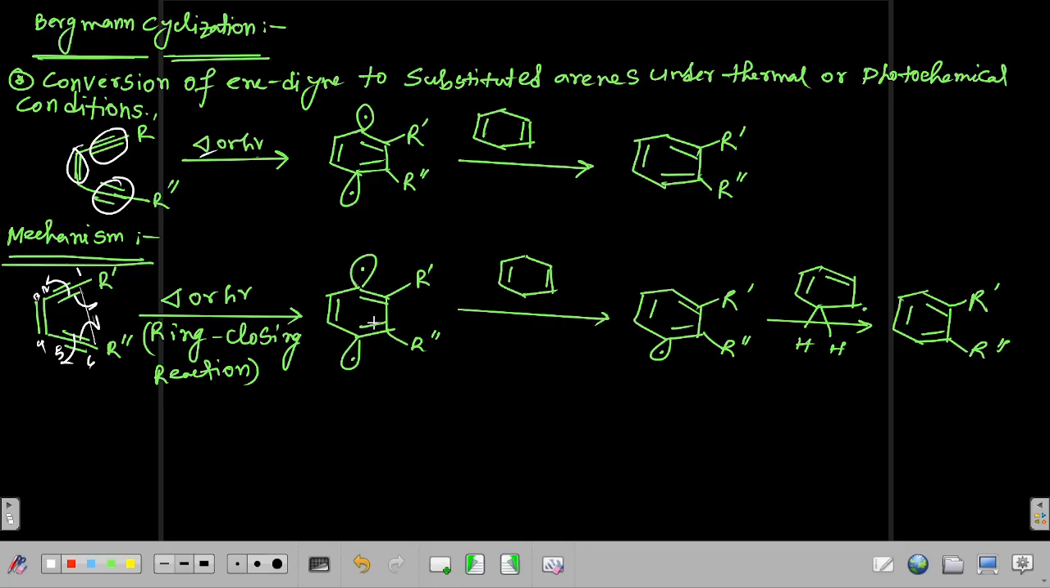So it will form a diradical. It will form this diradical in presence of cyclohexadiene. This is cyclohexadiene. This radical will abstract this proton like this way, and this will form a free radical here, and this bond is broken into this, and it will recombine here. So it will form like this.